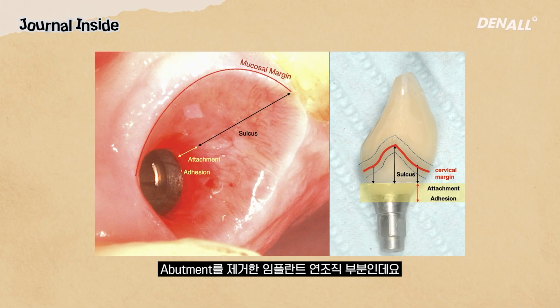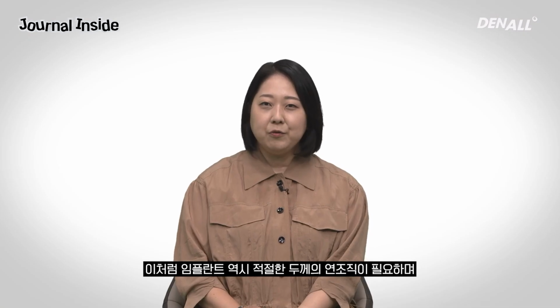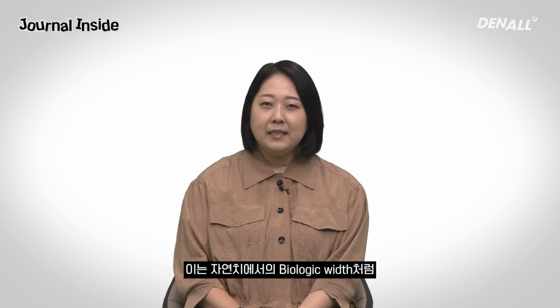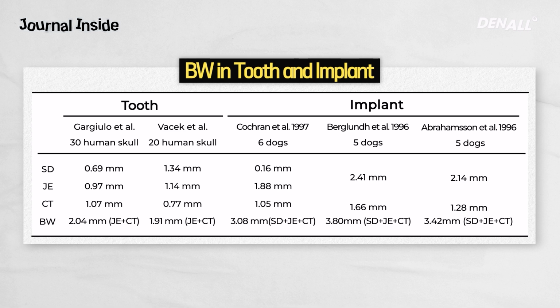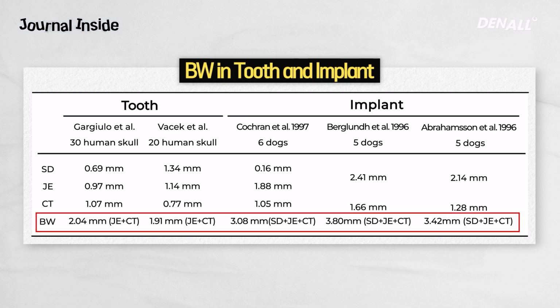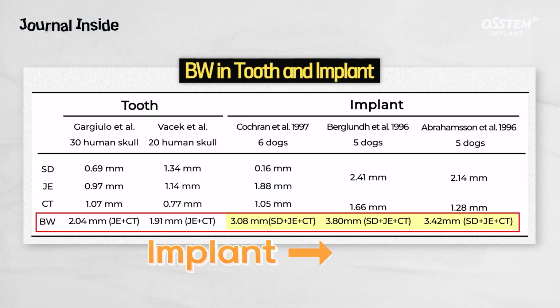This is the soft tissue around an implant with the abutment removed. The attached connective tissue and sulcus are observed well. Implant also needs an appropriate thickness of soft tissue, as it plays a critical role in protecting peri-implant tissue, just like the biologic width in natural teeth. Although it varies by individual, when examining the necessary amount of soft tissue attachment, soft tissue thickness of about 2 to 3 mm, including sulcus depth, for a tooth and 3 to 4 mm for an implant is needed.